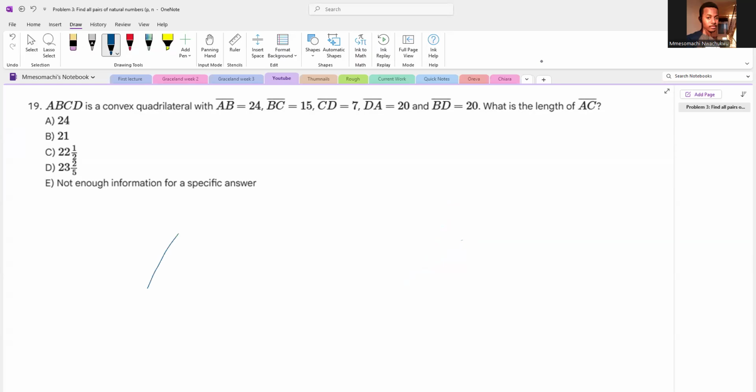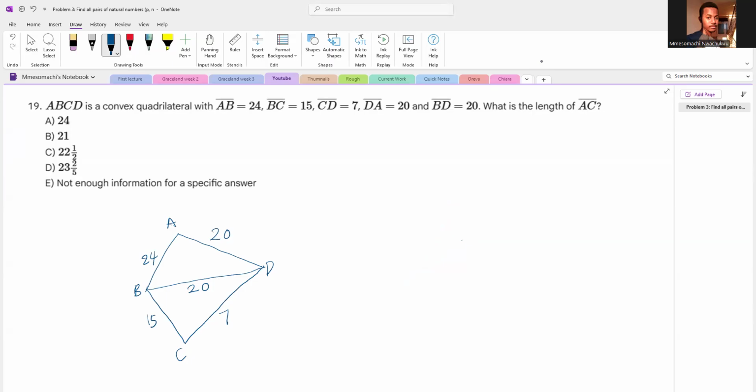So let's just sketch this. Probably not accurately, but let's just have something. So AB is 24 units, BC is 15, CD is 7, DA is 20, and BD is 20. So we want to find out what is the length of AC.